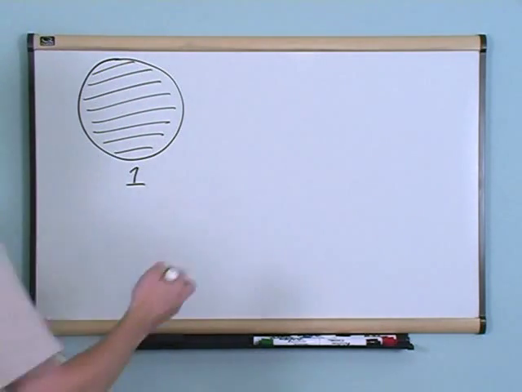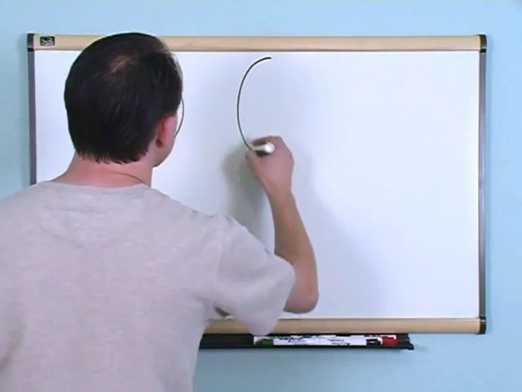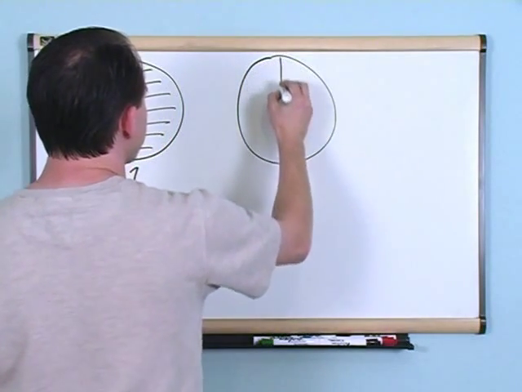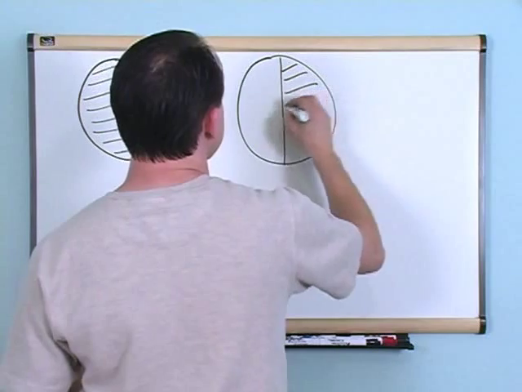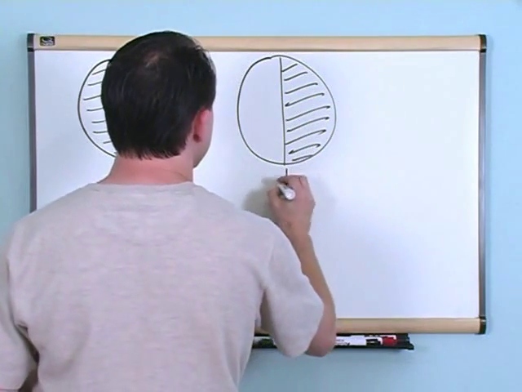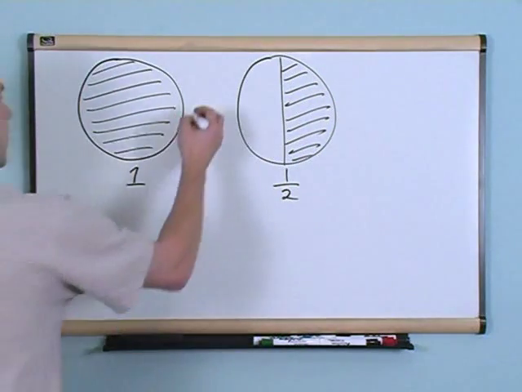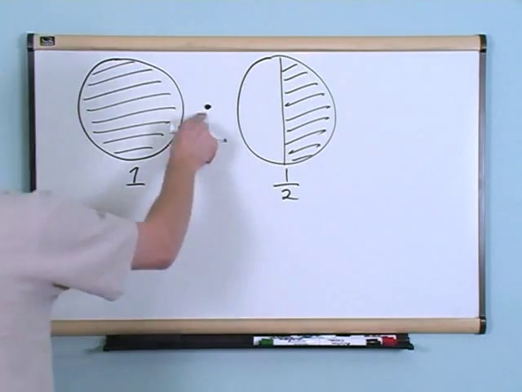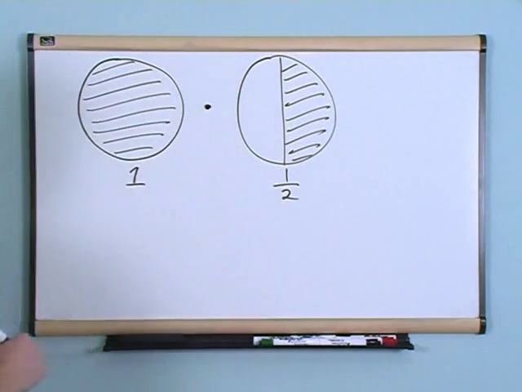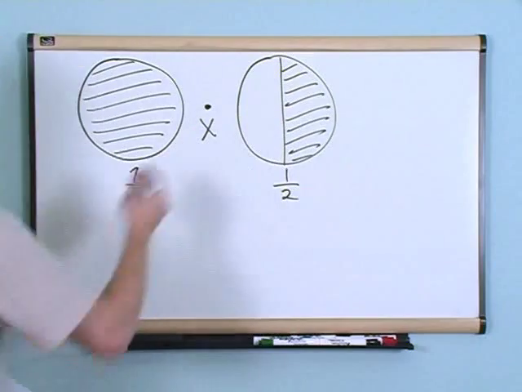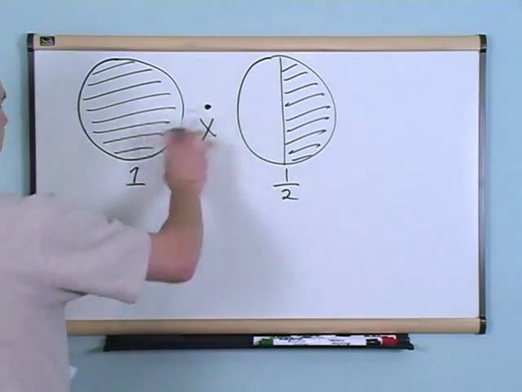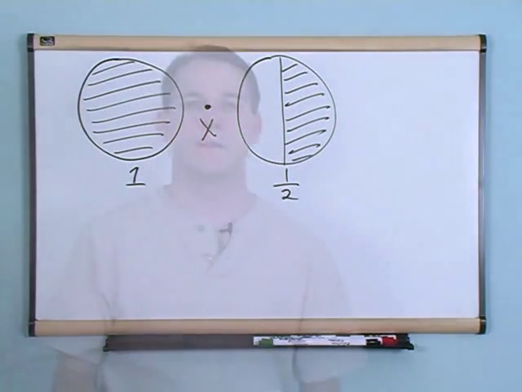And let's say I'm going to multiply it by another fraction, and I'm just drawing the fractions for you here on the board so you can visualize it. And this is half of a pie. So this fraction is 1/2. And I'm going to put a little dot here, and this dot means multiplication. You can use a dot or you can use an X, it's the same thing. It just means I'm multiplying these two things together.